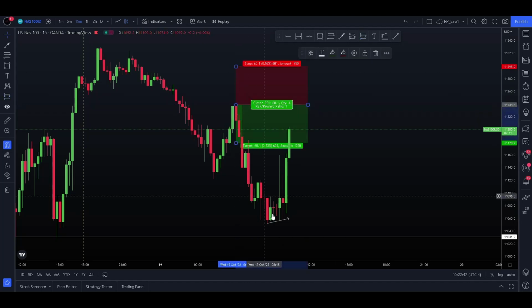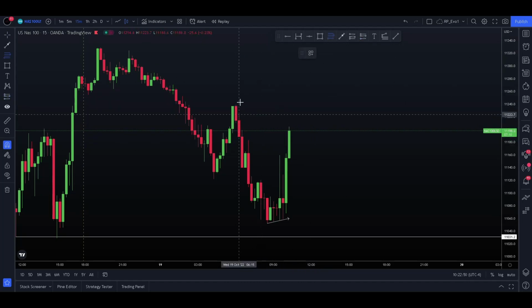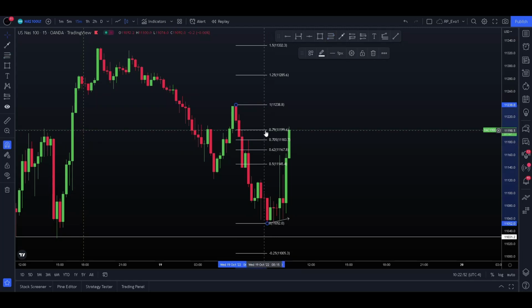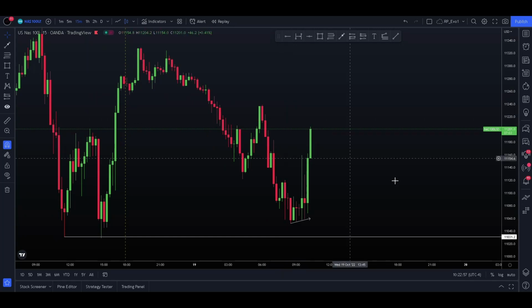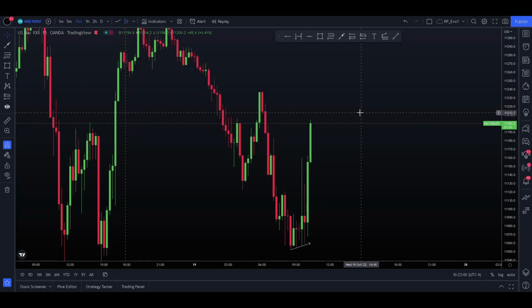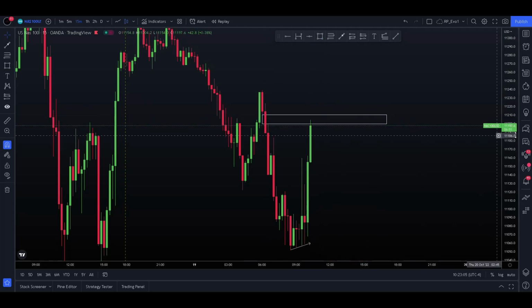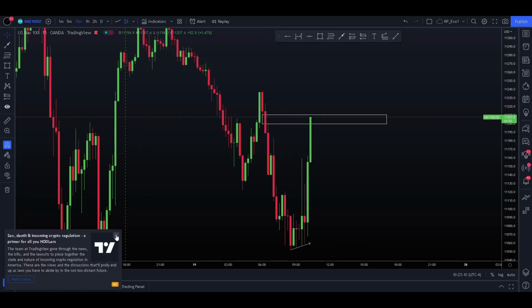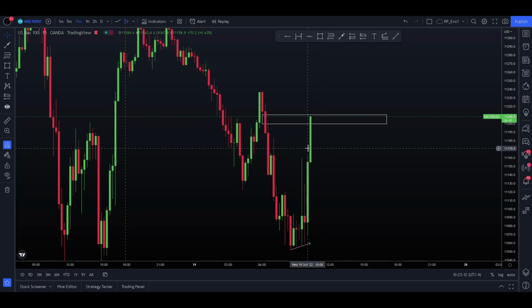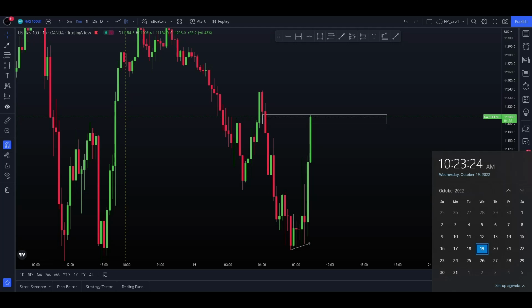We are in a premium from the current range, as you can see. We do have this imbalance right here, so we are right now inside of it, and we took out this swing high here. Right now it's 10:23, so about an hour since equity open. Again, everything is always done in real time.